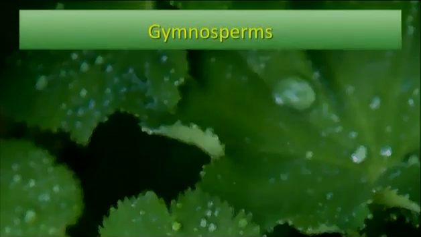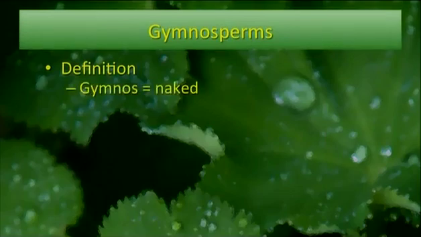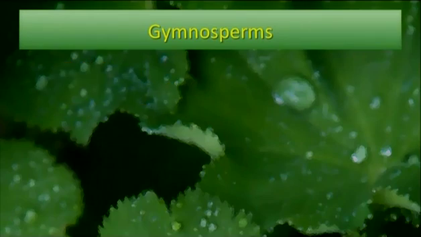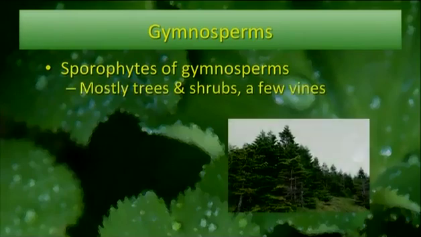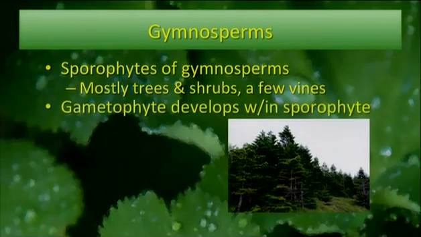So gymnosperms, the definition of the word: gymnos means naked, and sperma means seed. So gymnosperms bear naked seeds, or seeds that are exposed to the elements. Now the sporophytes of gymnosperms are mostly trees and shrubs, a few vines, but not that many to speak of. The gametophyte develops within the sporophyte, and the gametophyte is dependent on the sporophyte.